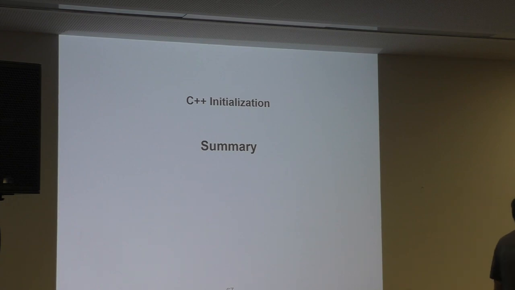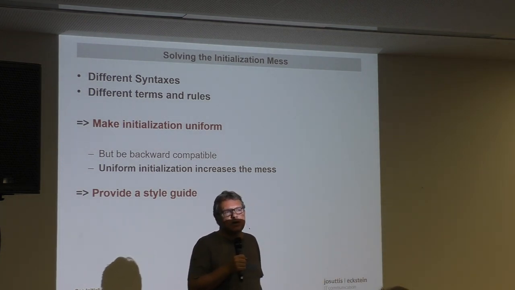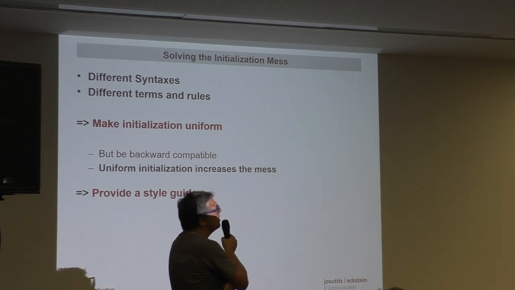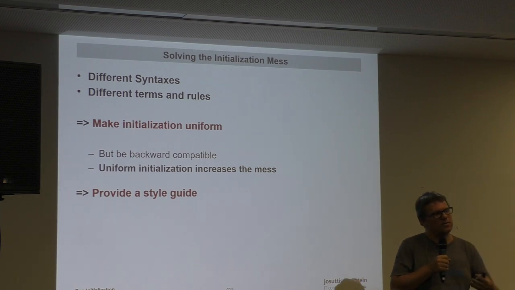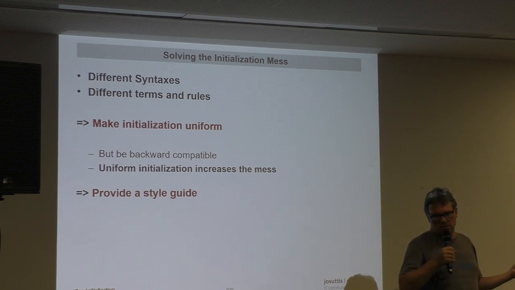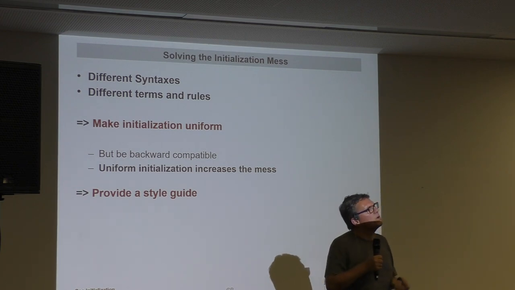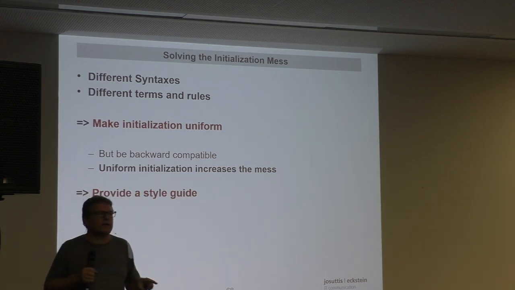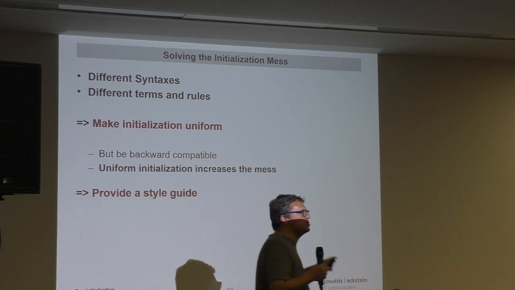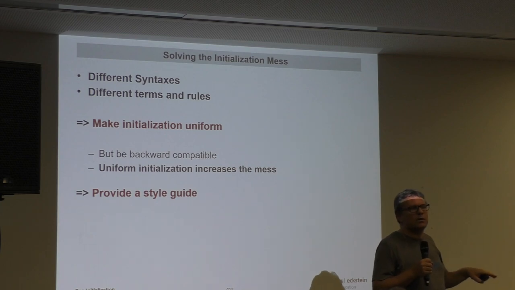Summary. We came from a situation where I said we have different syntaxes and different terminology and multiple rules. So we started with the idea: make uniform initialization, provide uniform initialization, so that all the people can use just one way to initialize things. Which to some extent works, but uniform initialization increases the mess, because we are backward compatible. And the only way to solve this problem is to come up with style guides. Because the only other option is to teach all the beginners and programmers the math. And I'm pretty sure if you have programmed in C++ for a couple of years, you were surprised by some of my slides today.